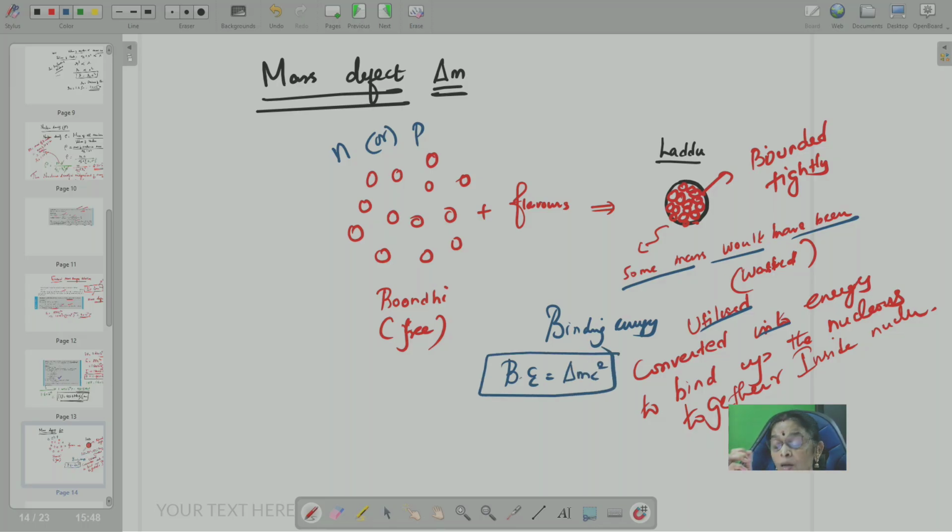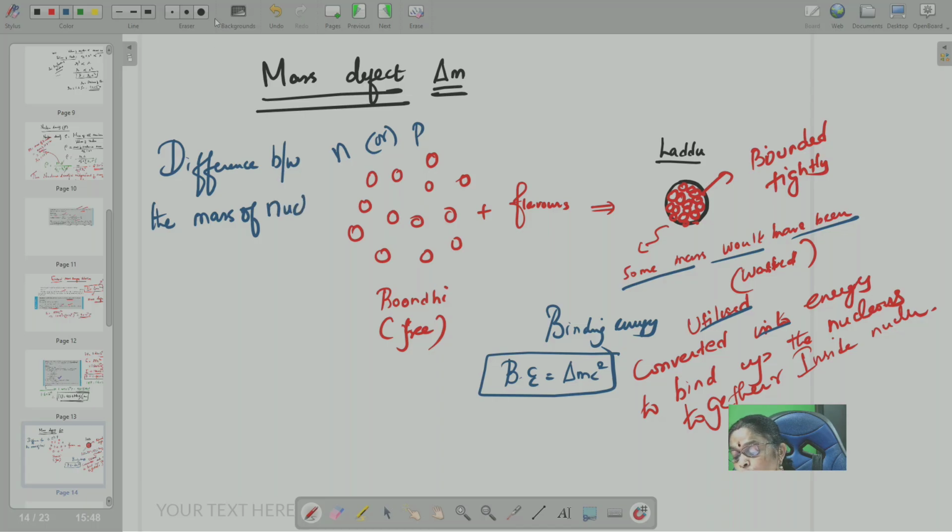So very simple. What is mass defect? The difference between the mass of nucleons and the mass of the nucleus, the mass of the constituent nucleons and the nucleus. You call it mass defect. Okay, the difference between the masses.